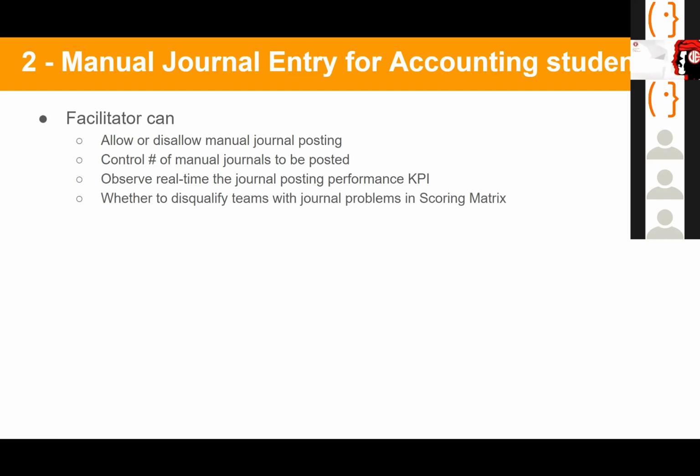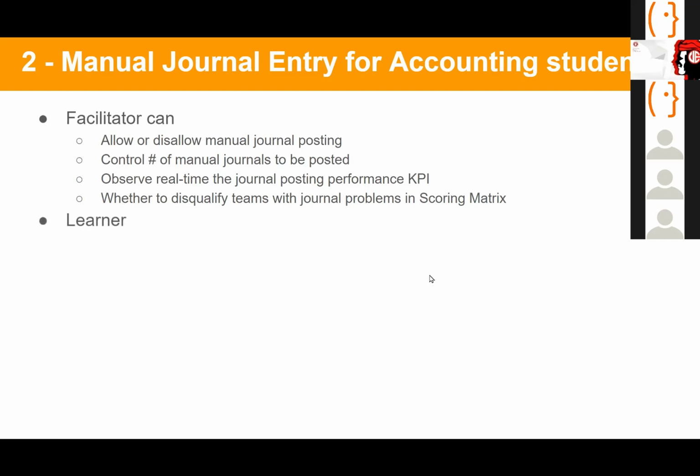Let's say you run a game in a competition and you want to play manual journal posting. Then you have to tell them in advance, hey guys, for this particular game competition, we are going to disqualify teams with journal problems. So this will really make them be very careful in answering those questions, the posting. Because assuming that if they have a problem, their audit report will be a qualified one, so it's not going to reflect the real situation of the company. So you're not going to allow them to be in a competition. So it's up to you.